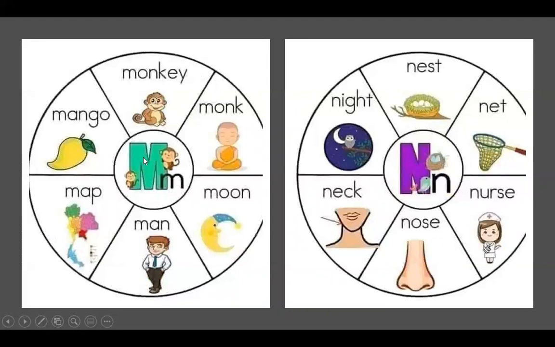Letter M. M for mango, monkey, monk, moon, man, map. M for mango, monkey, monk, moon, man, map.